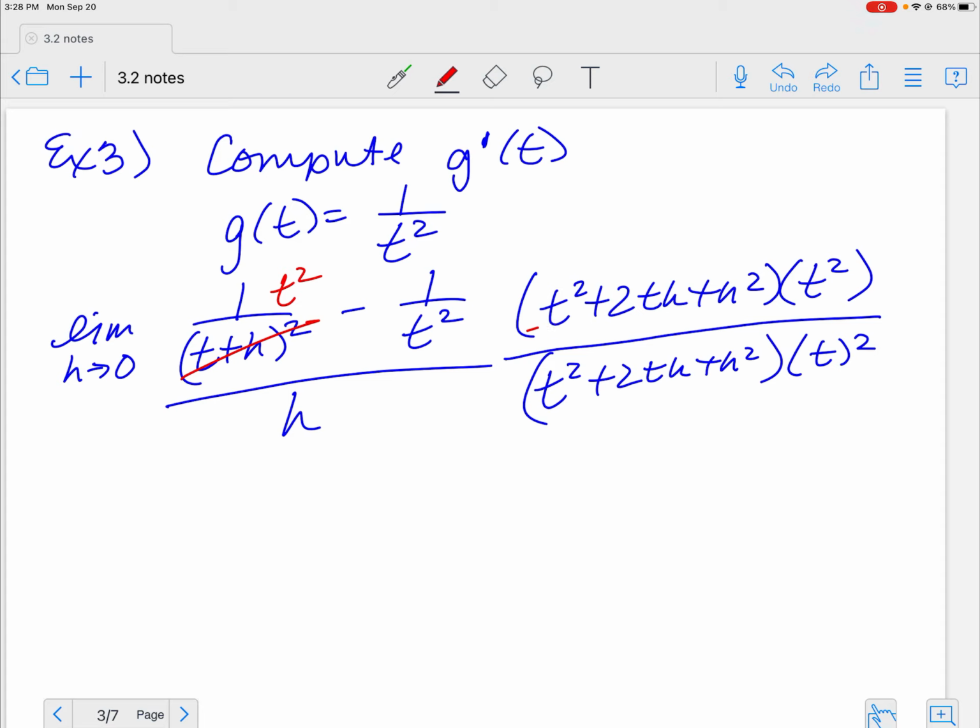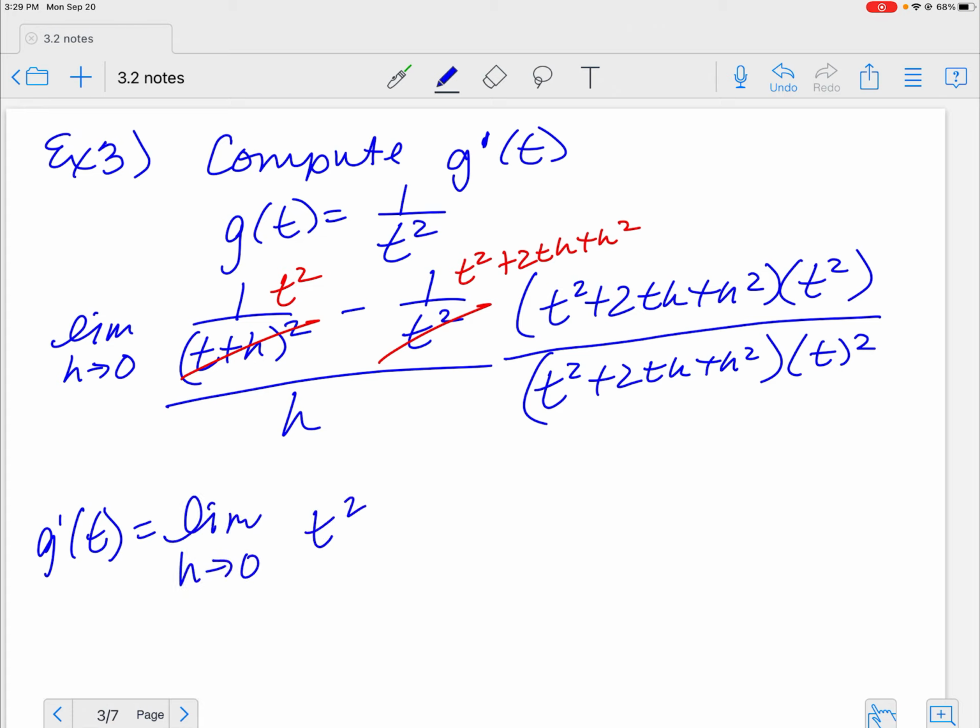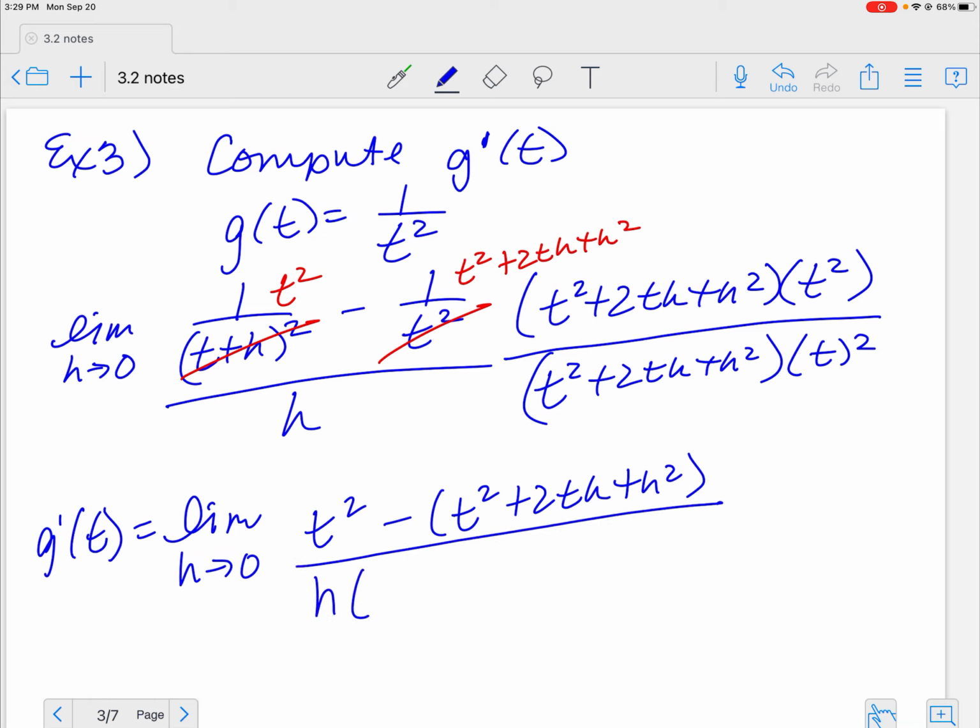Okay. Get that off there so it's not confusing. Then my t squared cancels out over here with this t squared, and then my numerator here is multiplied by a t squared plus 2th plus h squared. And then my denominator is everything. So let's do it right now. So g prime of t is equal to my limit as h approaches 0 of t squared minus t squared plus 2th plus h squared all over h times all that business.